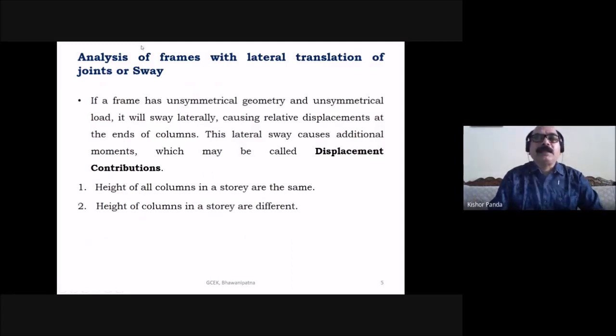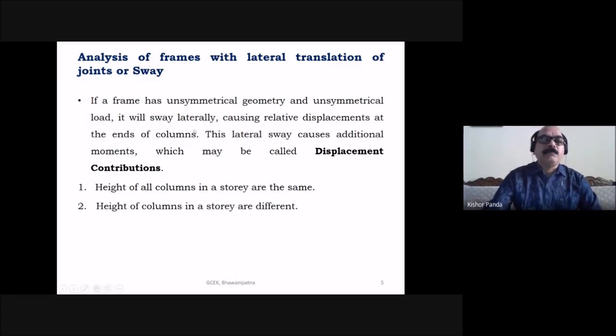Analysis of frame with lateral translation of joints, or sway. In the case of a frame, if a frame has unsymmetrical geometry or unsymmetrical loading, it will sway laterally, causing relative displacement at the end of the column. The lateral sway causes additional moment, which may be called displacement contribution. So this moment is a displacement moment, or translation moment, in the case of sway. In the case of a sway frame, due to this sway, that moment contribution is the displacement contribution, and that moment is called the displacement moment or translation moment.